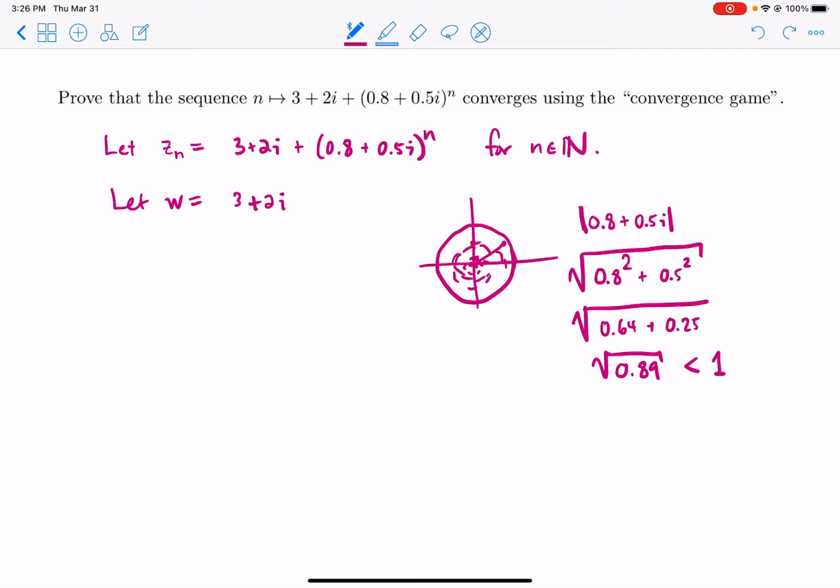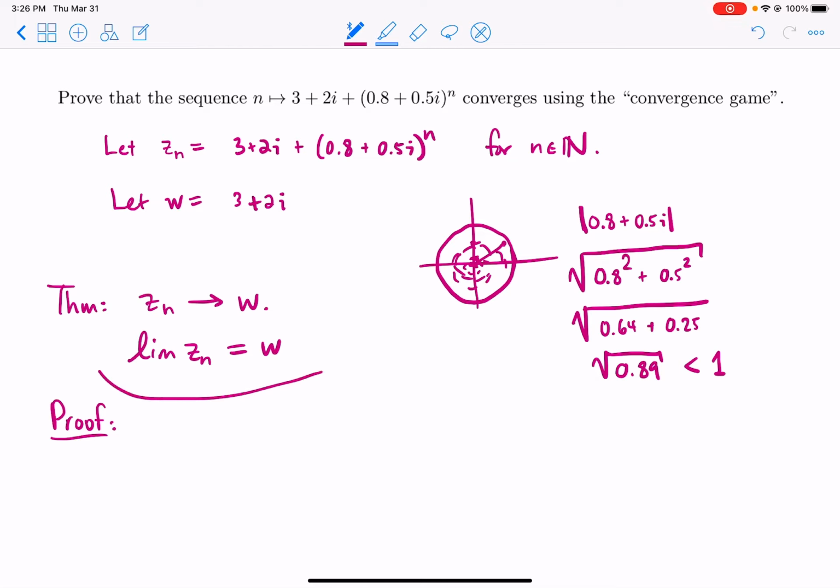Now, how to prove it? Okay, so theorem: z_n converges to w. Another way to write this is the limit of z_n is equal to w. I don't really like this one as much. For whatever reason, I like this notation. Okay, proof.